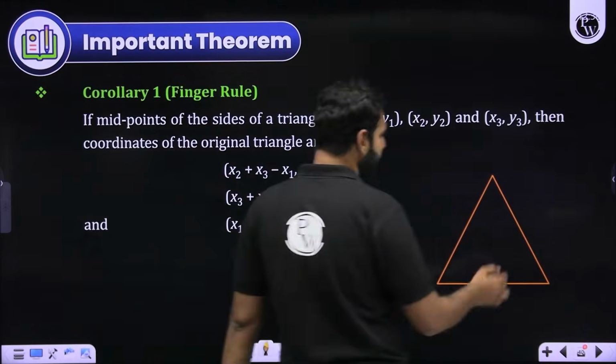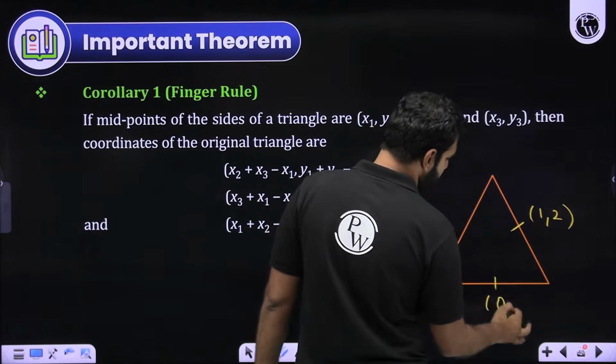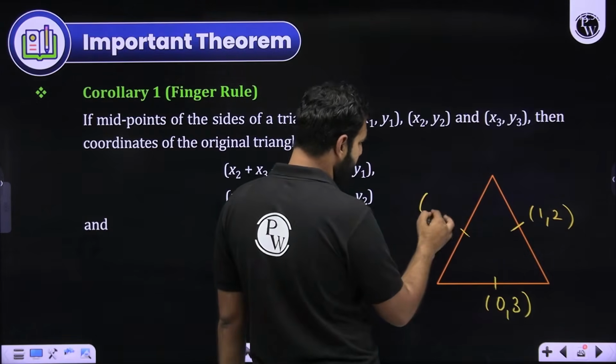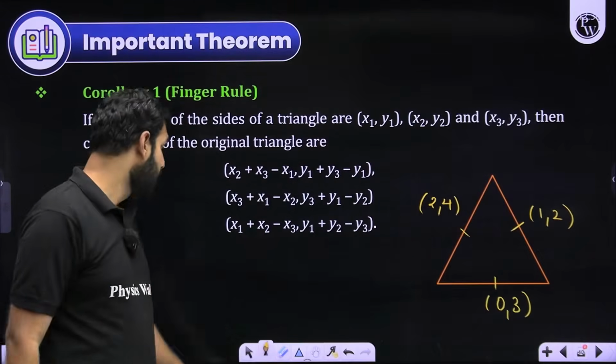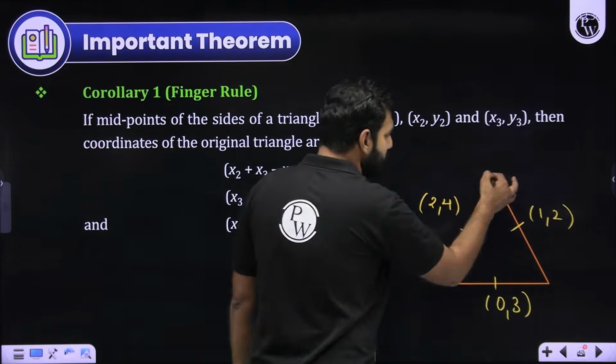For example, any triangle, let's say one, two is there. Let's say it is 0, 3, and this one is, let's say, any point. Let's take 2, 4. I'm randomly taking any point, right? So now, what do we do? Let's say if I wish to find the vertices of this triangle, how do we do it?